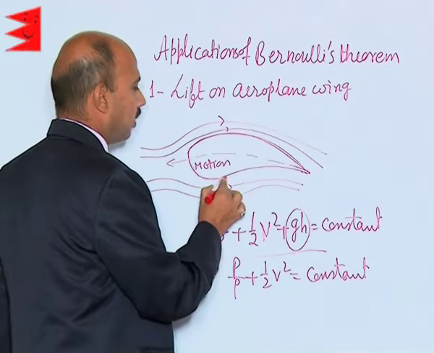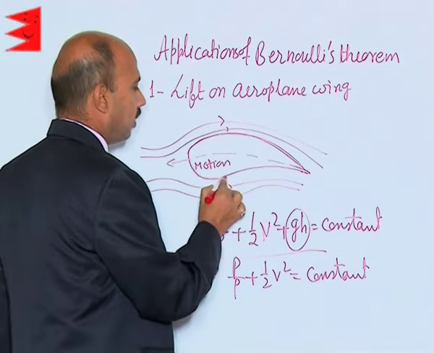So here the pressure is, suppose, P1 and this side the pressure is P2. Now P2 is greater than P1 due to the difference in the velocities over the upper and lower surfaces. Because of this, an upward lift acts here, that is P2 minus P1 into the area of the wing. This is called upward lift. Because of this, the aeroplane goes up or rises up.